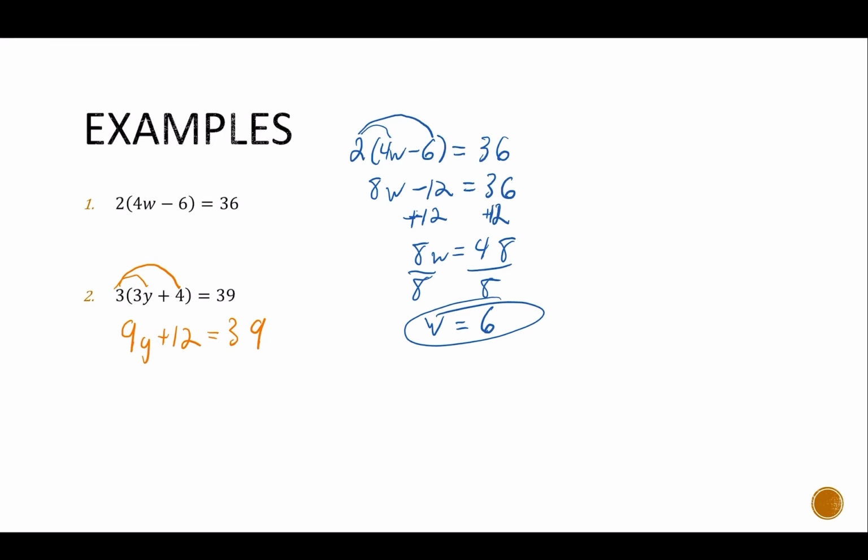39. I'm going to go ahead and subtract 12 from both sides to get my constants balanced. By balanced, I mean all on one side of the equation. So I've got 9y is 27. We divide both sides by 9 to get the coefficient on our y equal to 1. And I find that y equals 3.